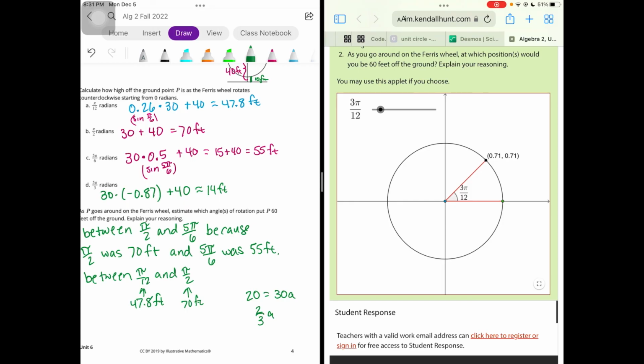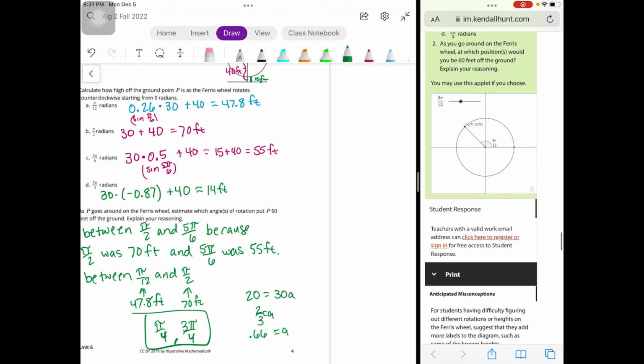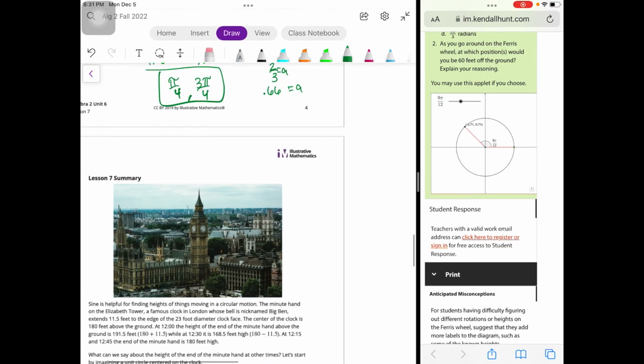Now, we're not going to get the exact answer, but somewhere around pi over 4, and then 3 pi over 4. Right there. Because those are the closest. Oh, I meant to say equals. So 0.66 is A. So it's going to be somewhere around pi over 4 and 3 pi over 4. It's not exactly those, because those won't be quite 60. They'll be a little off, but it's pretty close. All right, and then you can take a look at the summary if you want to.